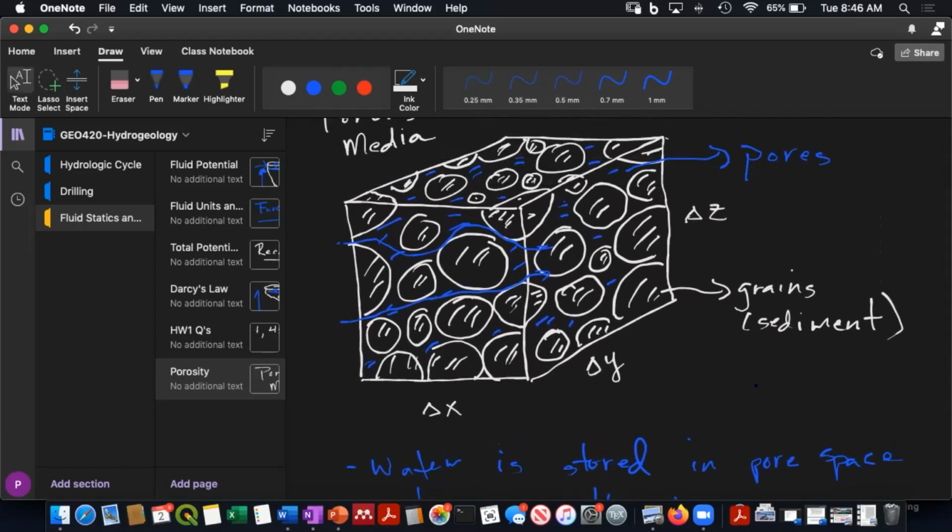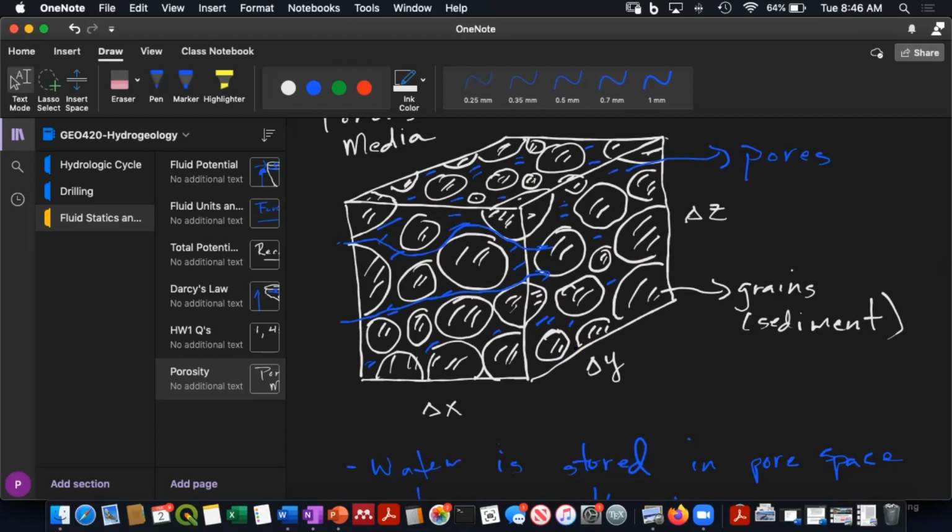One of the things that we've got to start doing as hydrogeologists, or anybody interested in subsurface reservoirs, oil and gas, water, air, soil, is start thinking about things in a couple of ways. First of all, we have the total volume of our porous media. What would the volume of this cube be? How would I calculate it? Yeah, delta x times delta y times delta z. So that's the volume of my porous media.